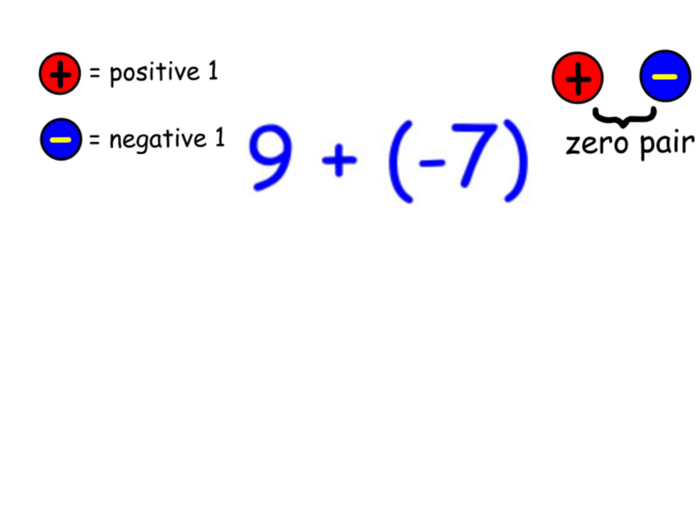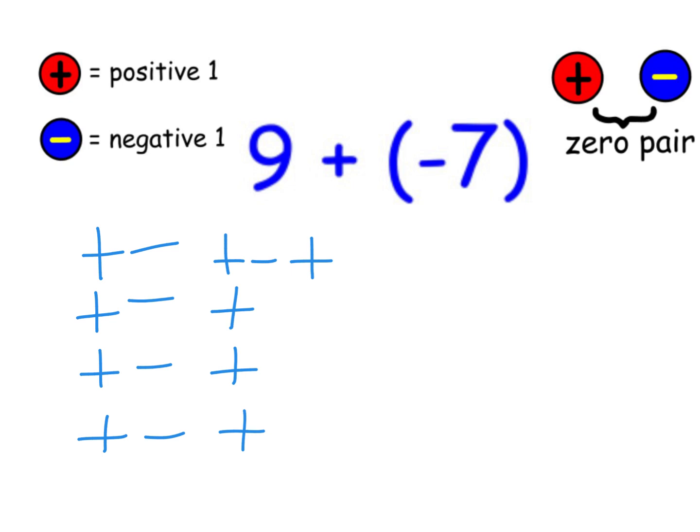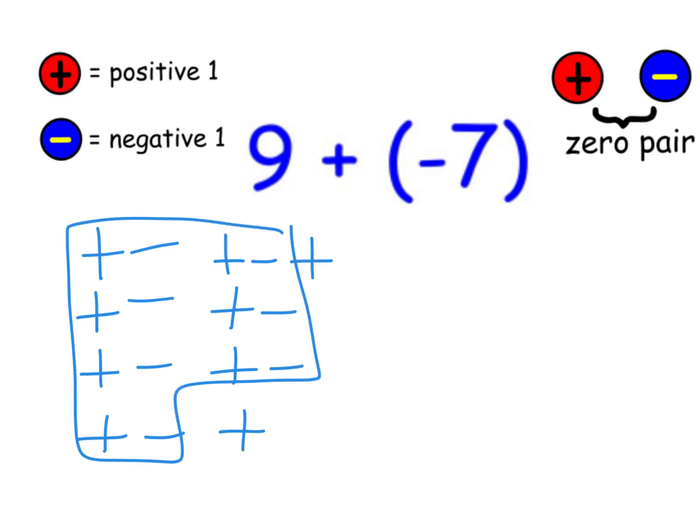Let's look at another one, 9 and -7, so 9 positive, 1, 2, 3, 4, 5, 6, 7, 8. There's 9 positives. My negatives, I've got 1, 2, 3, 4, 5, 6, 7. These all disappear, they're all my 0 pairs, and I'm left with 2 pluses, so the answer is just 2. That sum is just the same as 9 take away 7, which is 2.